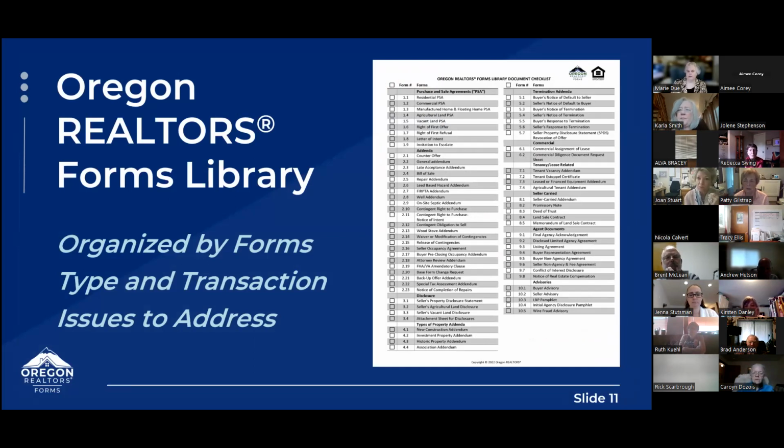So let's talk a little bit about how this is set up. One of the things that we did was create a numbering system that makes sense for how we do things. If a form starts with a 1, it is a purchase and sale agreement. If it starts with a 2, it's an addendum. If it starts with a 3, it's a disclosure. And that makes it easy. You don't have to go through every single one. They are in that order. We did this on purpose to make it a little easier on us.